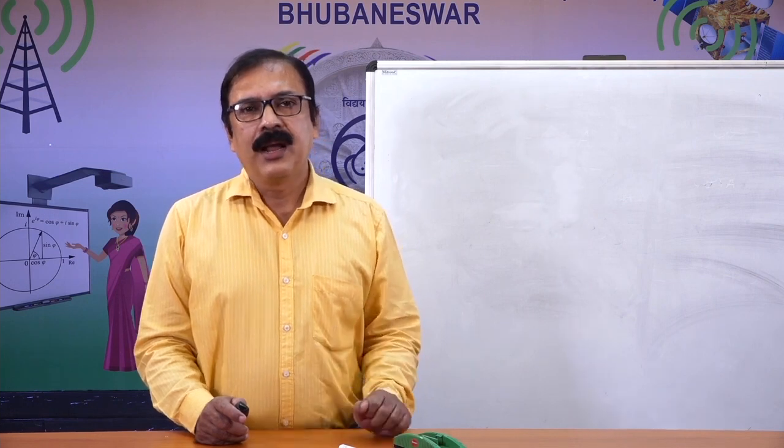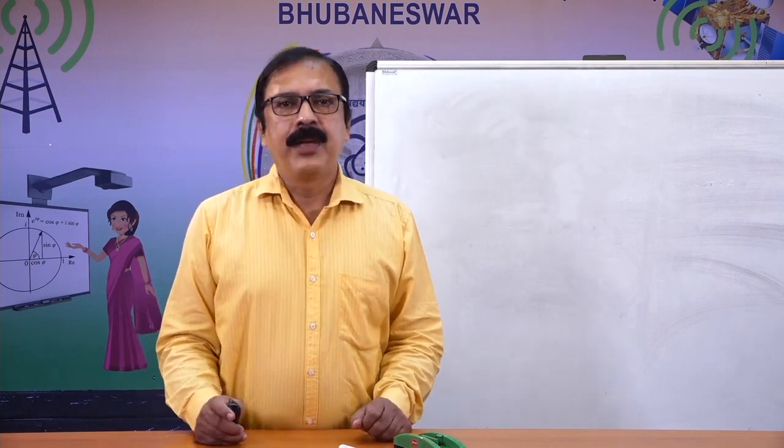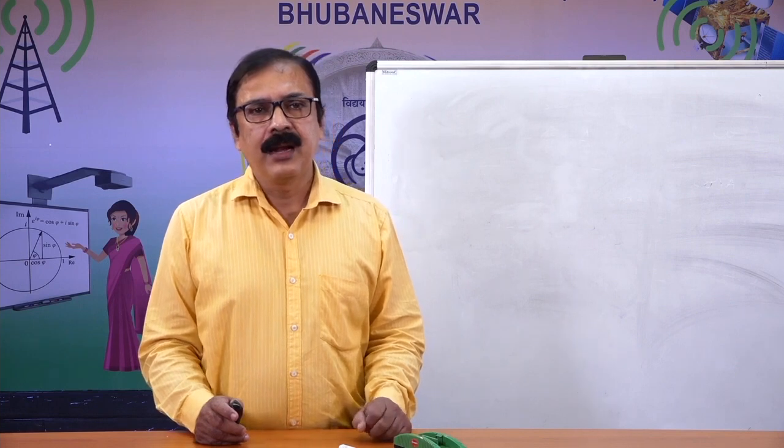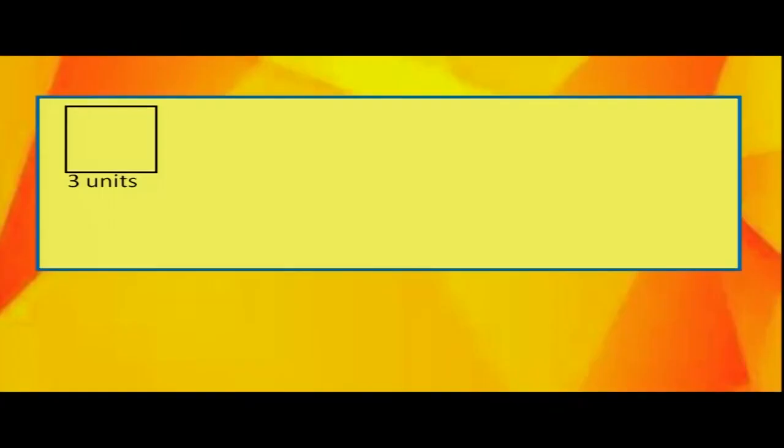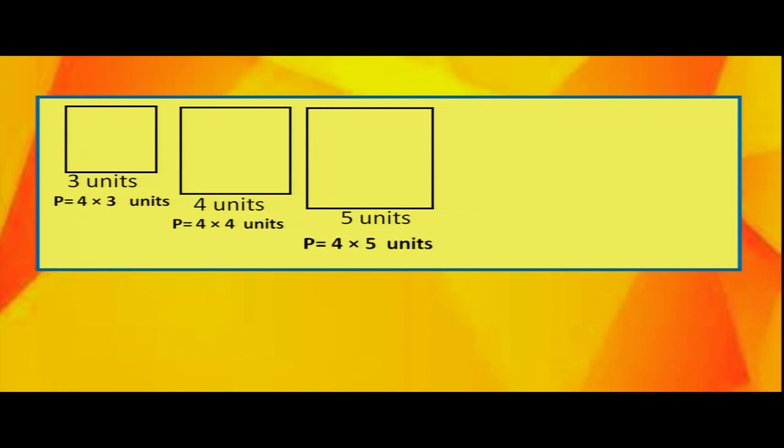Let's consider an example, the perimeter of a square. Here we have taken a square whose length of each side is 3 units. Then what is its perimeter? Its perimeter is 4 into 3 units. Now if we increase the length of the side to 4 units, then its perimeter will become 4 into 4 units. If the length of side is 5 units, then its perimeter will be 4 into 5 units.